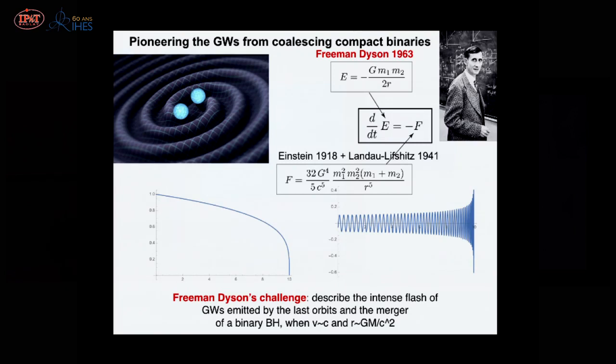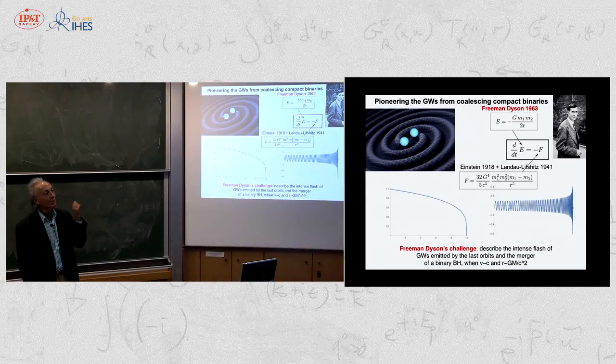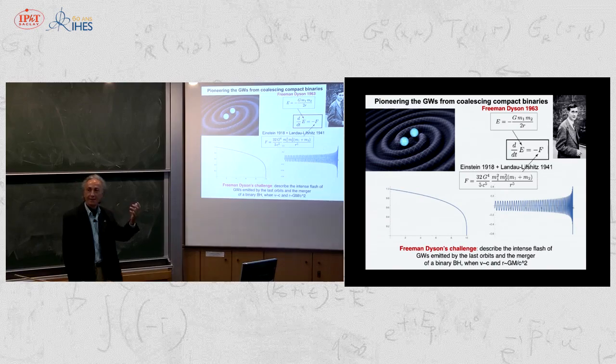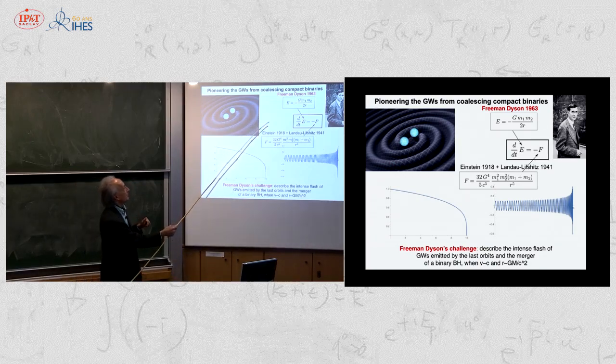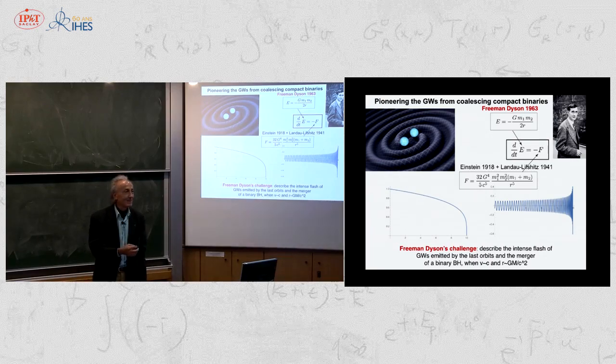Now, I also want to pay homage to somebody who is well known here in Saclay, a friend of all of us, Freeman Dyson, because Freeman is one of the pioneers of the following idea. If you take Landau-Lifshitz, this is what Freeman did, there is an exercise about gravitational waves where he improves the derivation of Einstein, and he says, let's compute the loss of energy by a binary system.